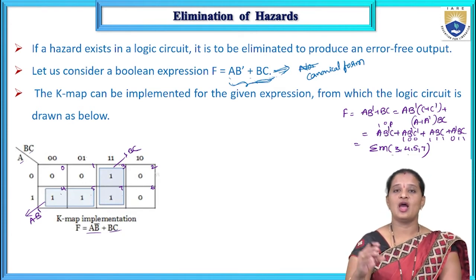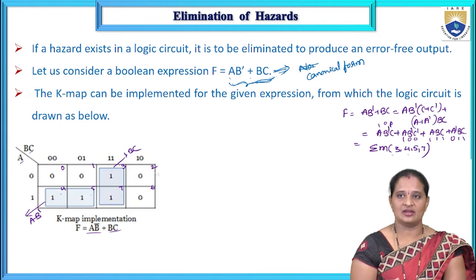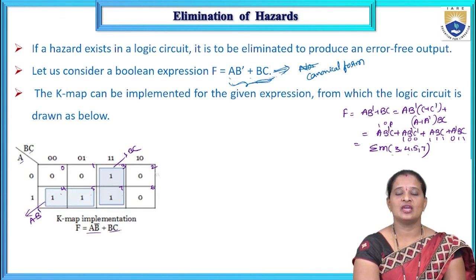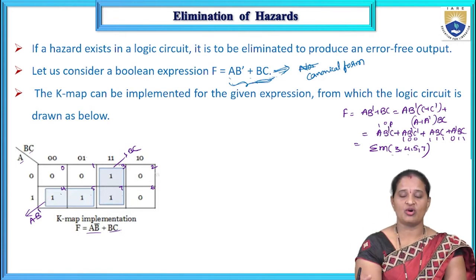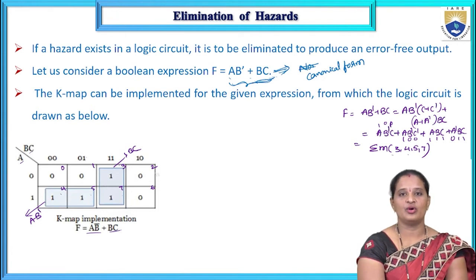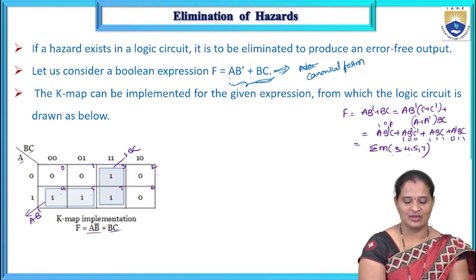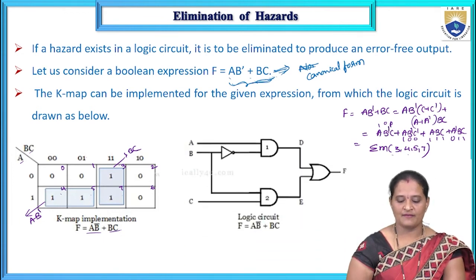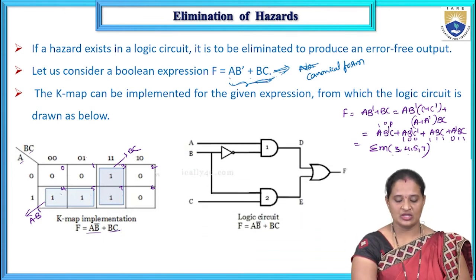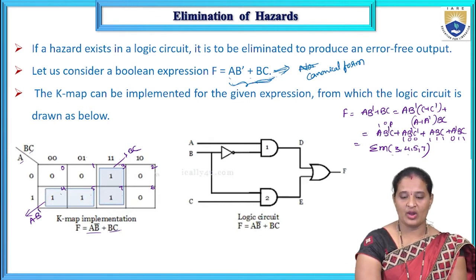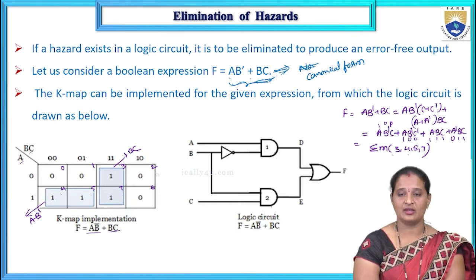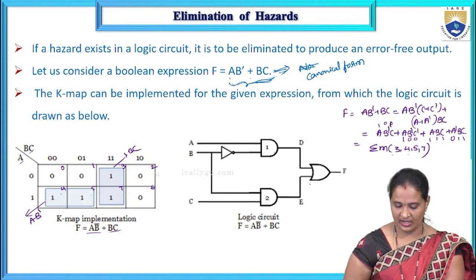So what we are doing, I want to eliminate the hazard here. How to eliminate the hazard? First we need to draw the K-map. So for the given function, which is implemented using logic gates, I want to implement it using the K-map here. This is the K-map, and now this is the logic circuit. The logic circuit here has one inverter, 2 AND gates, and 1 OR gate, right?